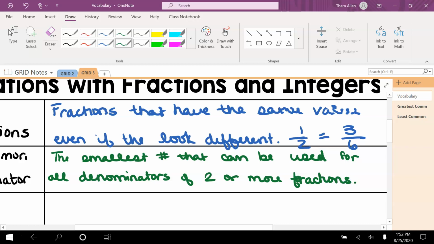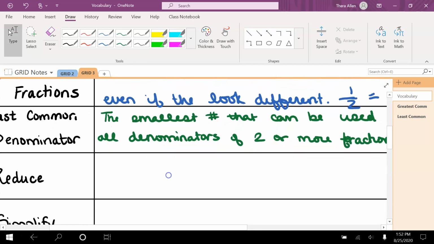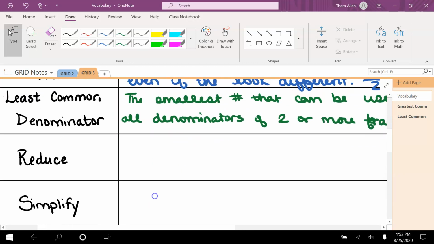And I'm trying to write in cursive because when I write in print, you hear the pen constantly hitting the device, and that gets really frustrating after a while.